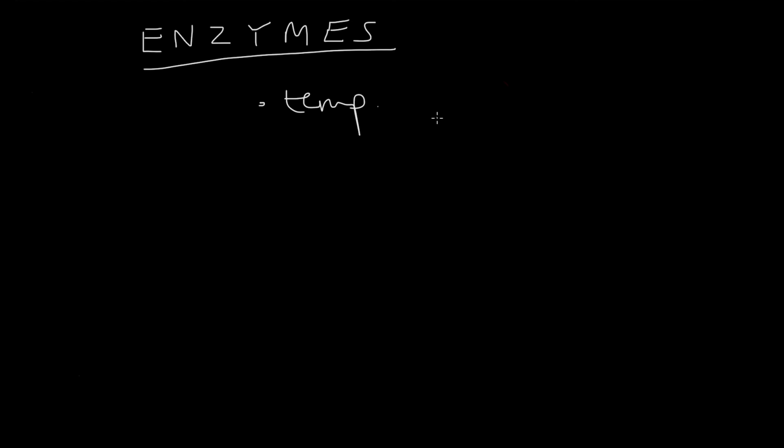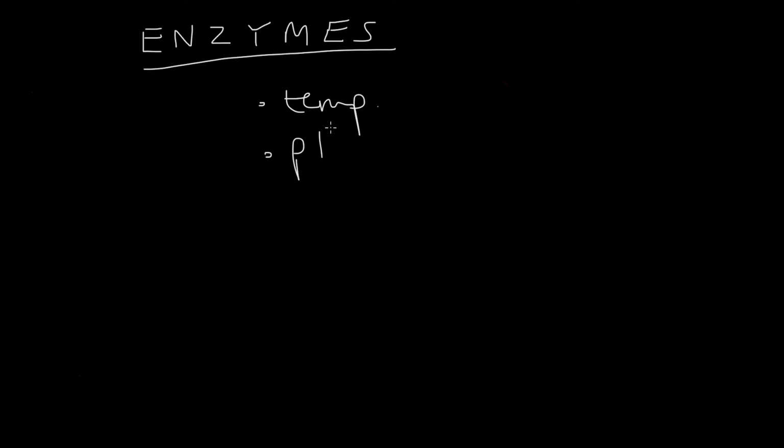Just put temp for short. As for any chemical reaction, as the temperature increases, the rate of reaction increases. But with enzymes, once you get beyond a certain temperature, you're actually destroying the three-dimensional structure of the enzyme, and this is known as denaturing it, and therefore the reaction can't take place as quickly.